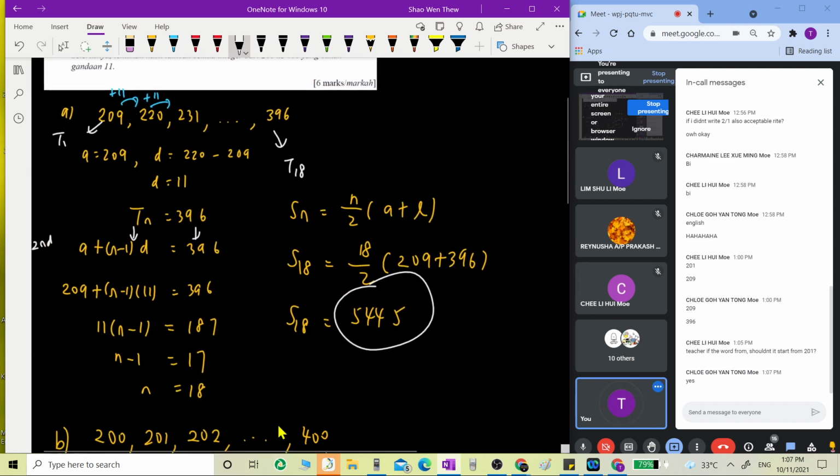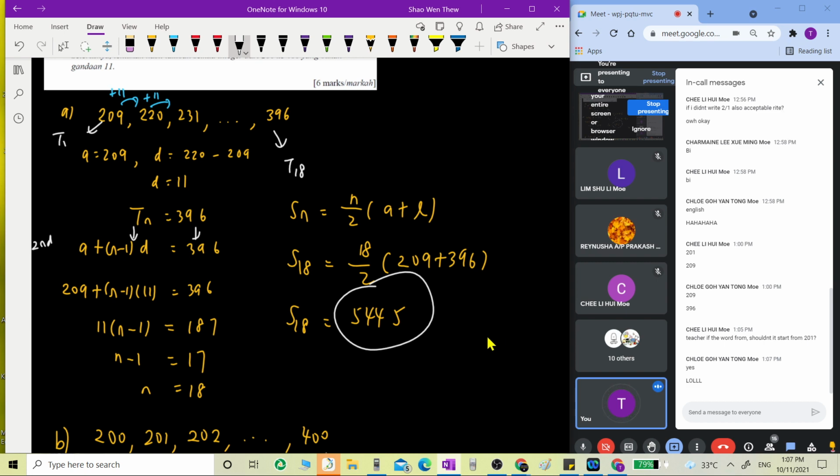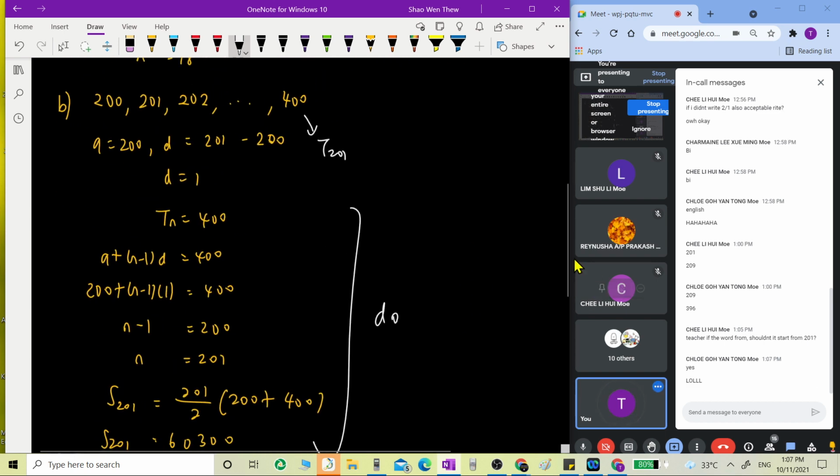A. So we left section B. Section B, majority of you didn't do. Because many people didn't do it. Some did but got it all wrong. Next, B.